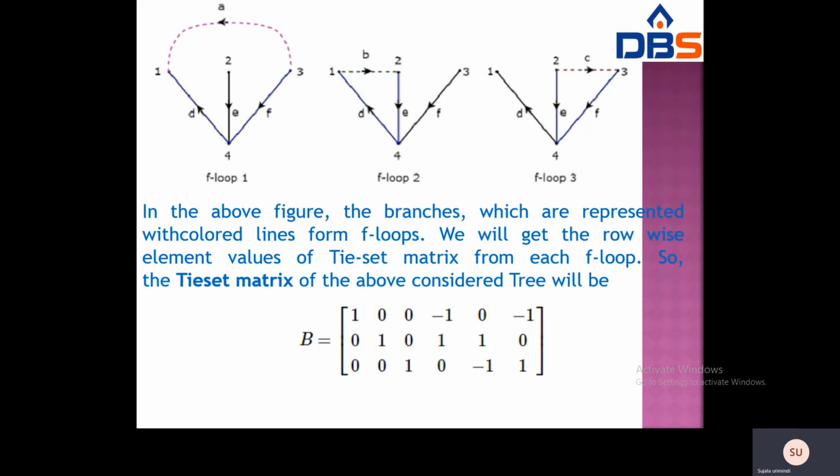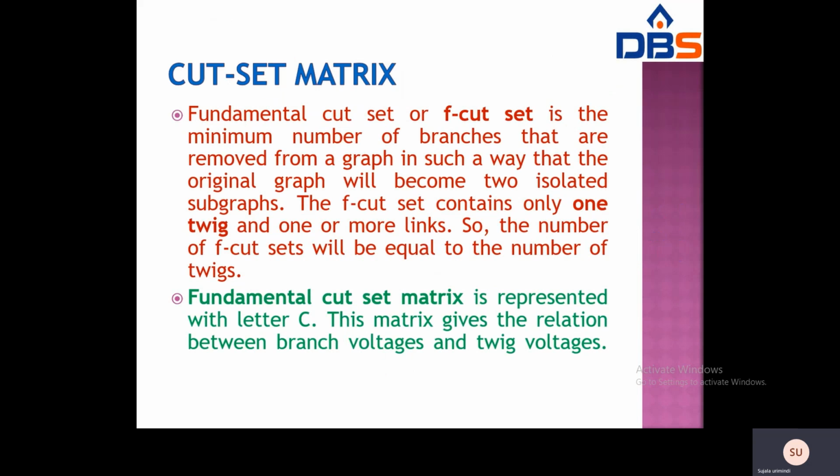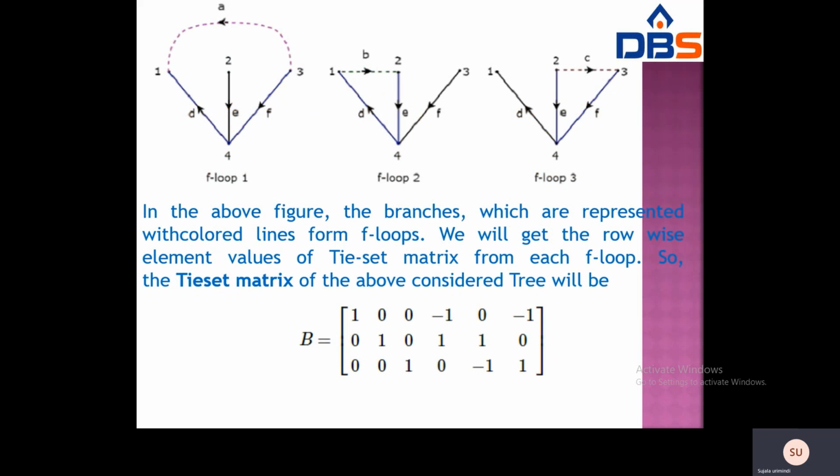Like that, we have to form the tie-set matrix. For the tie-set matrix, first you have to draw the graph, then the oriented graph, and then frame the tree. For that tree, you have to assume the f-loops. For each loop, only one link must be there. The tree link direction will be the same as the loop direction.